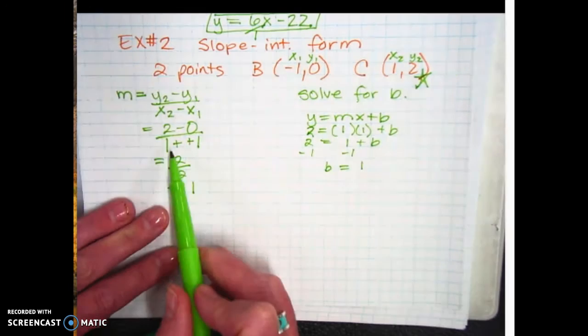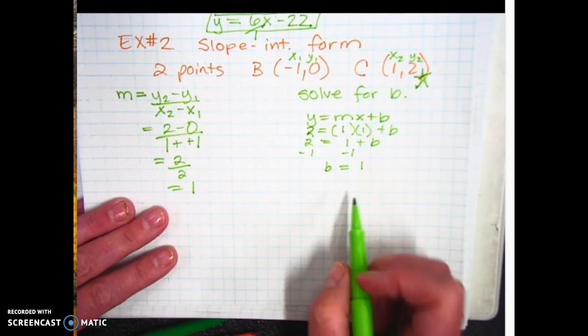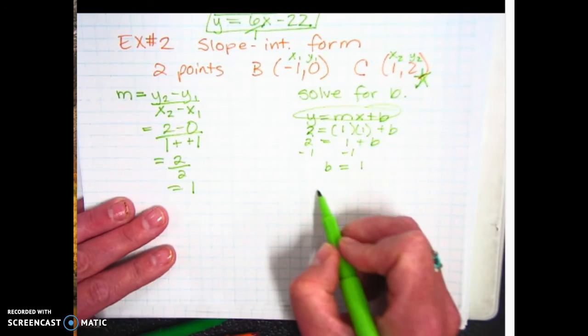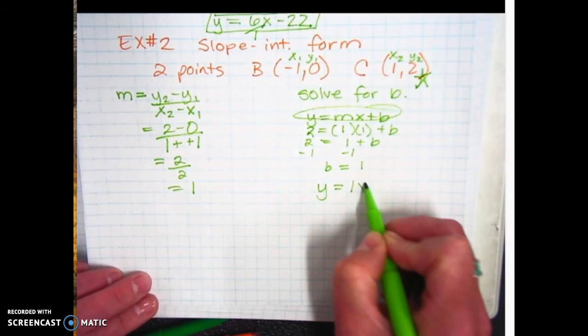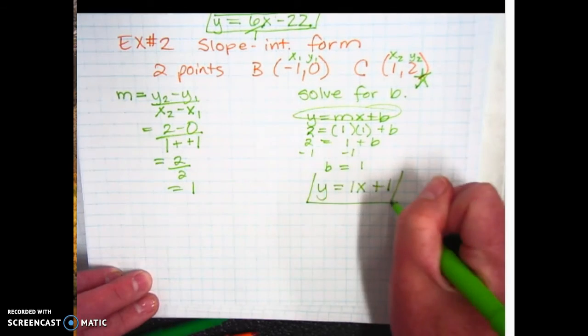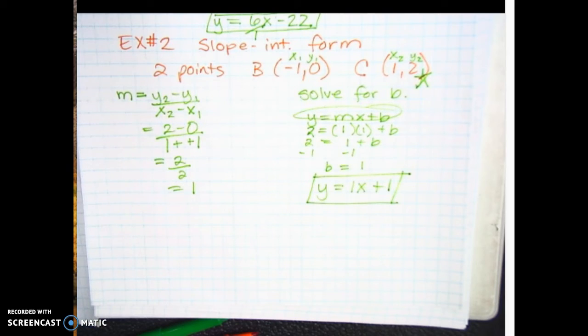So if our m is 1 and our b is 1, when we go to plug it back into our slope-intercept form, we get y equals 1x plus 1. And that's in slope-intercept form.